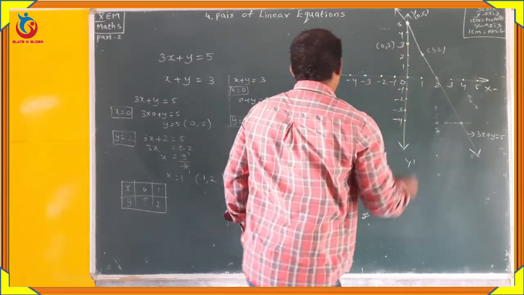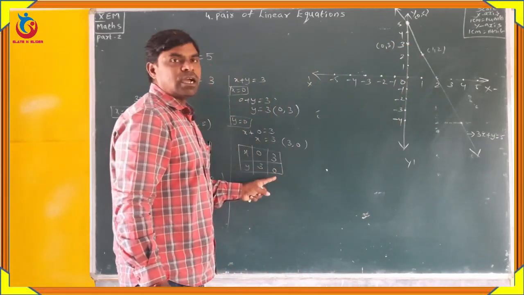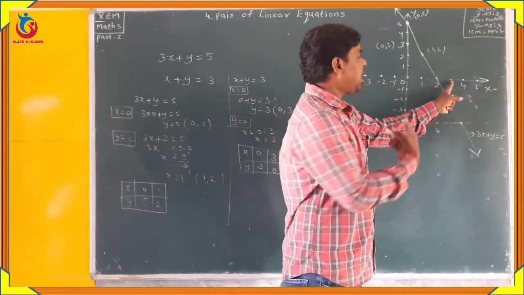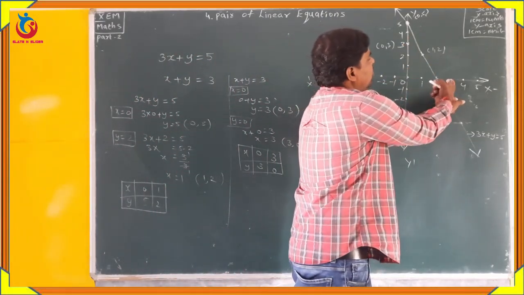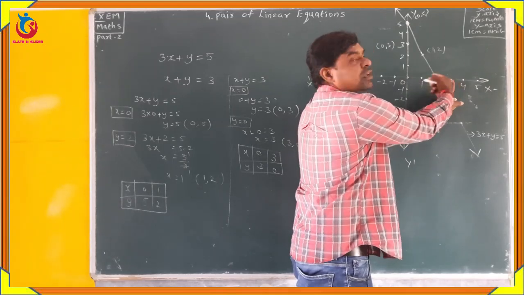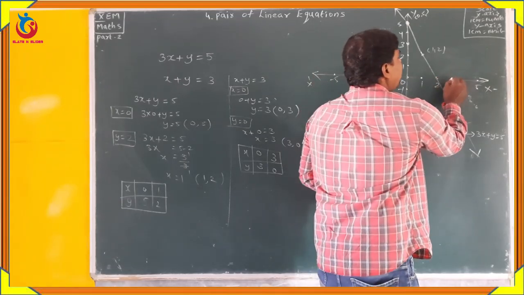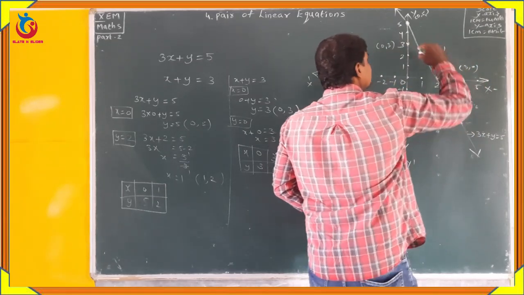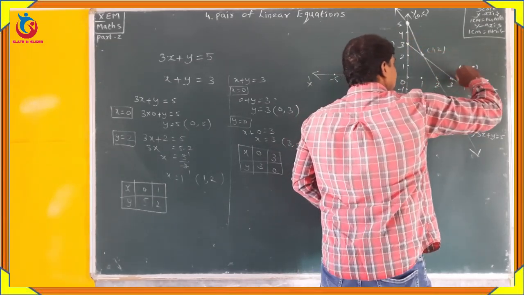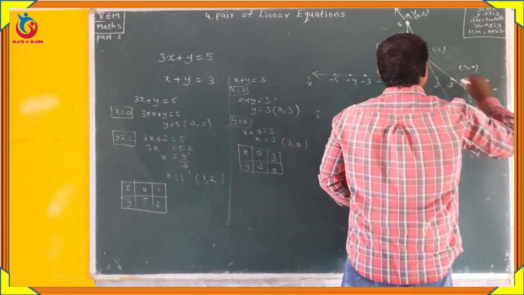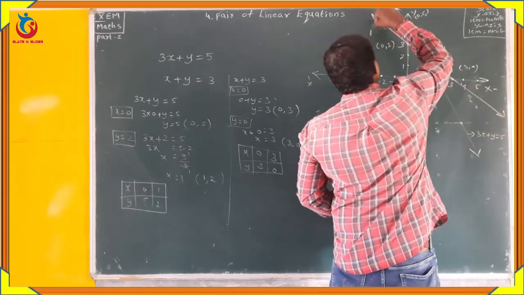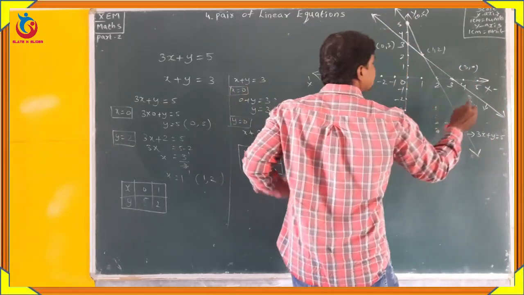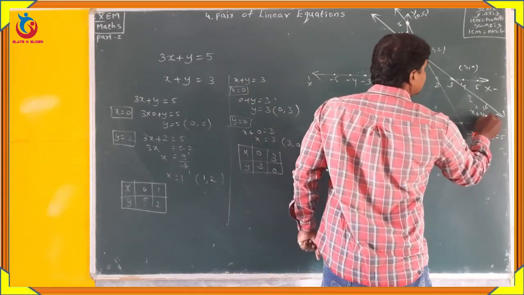Just darken it and take another one, that is 3 comma 0. On the x axis, stand at 3, and we have to look at the y axis. If I stand here, then 0 is visible to me, that is why this point is 3 comma 0. Join these two and produce, and this equation will be x plus y is equal to 3.